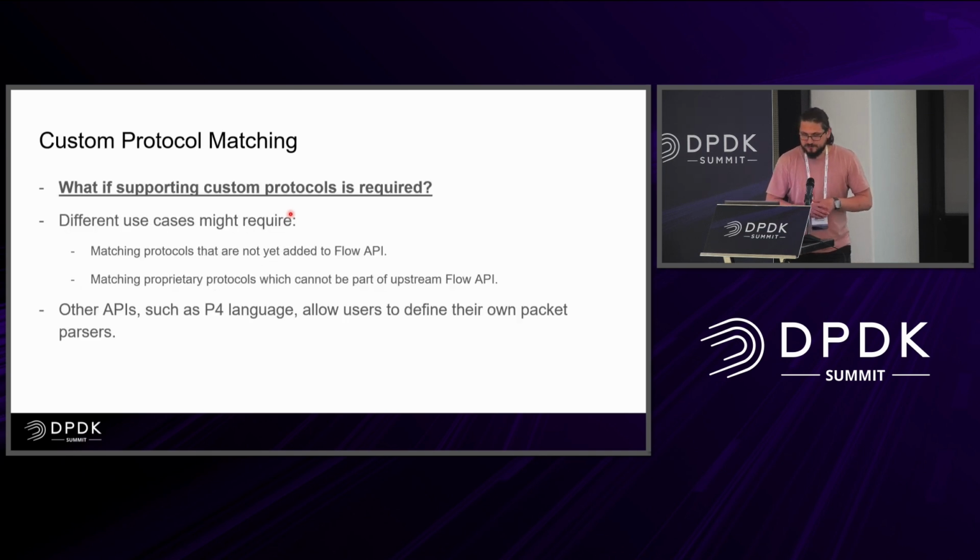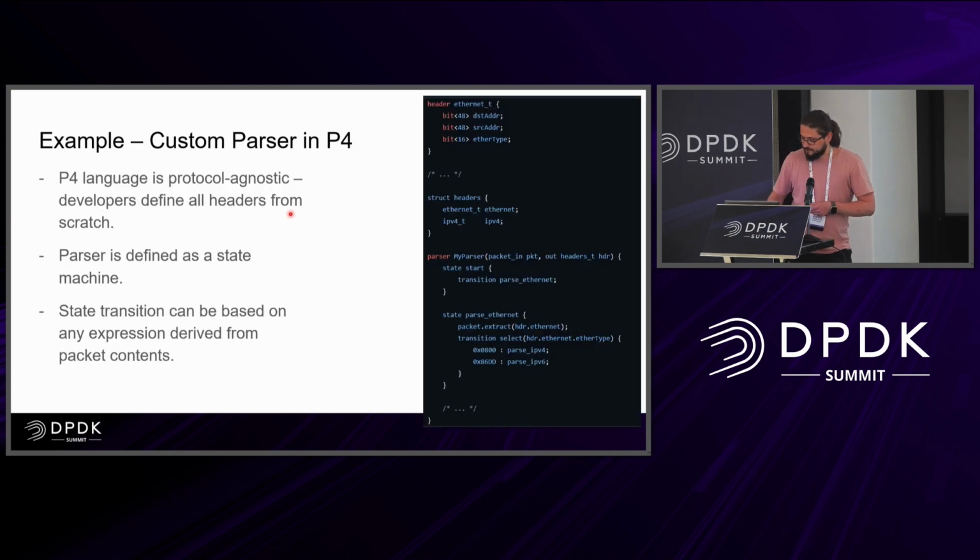But what if we wanted to support custom protocol matching? Different use cases might require either matching on protocols which are not yet added to Flow API, or matching proprietary protocols which cannot be fully upstreamed or open sourced. In other systems, other APIs such as P4, where we'll go over an example, we can define our own parser from scratch.